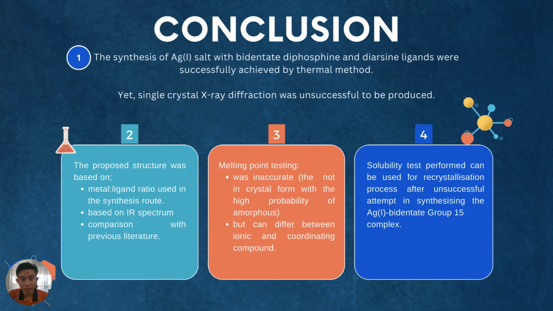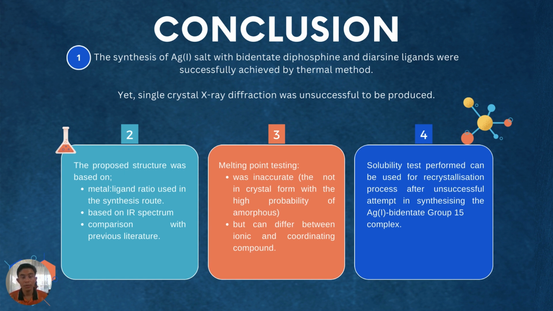And then my conclusion is that the synthesis of silver(I) salts of nitrate with bidentate diphosphine and diarsine ligands was successfully achieved by the thermal method. Yet, single crystal X-ray diffraction was unsuccessful. Therefore, the proposed structures were only based on the metal-ligand ratio used in the synthesis route, the IR spectrum, and comparison with the previous literature.